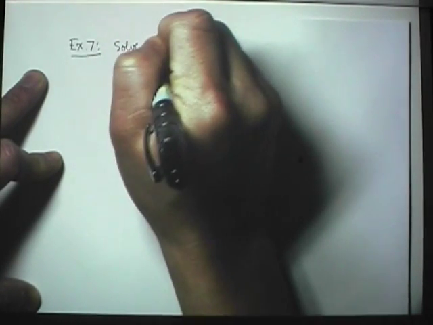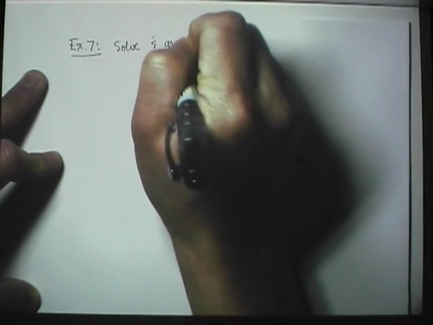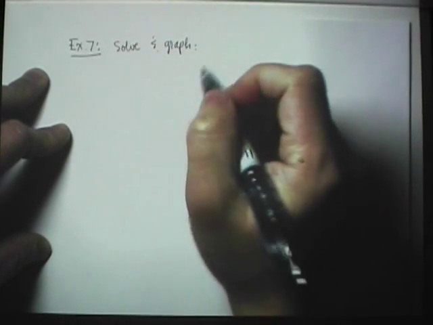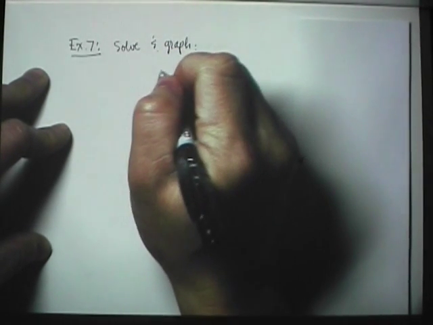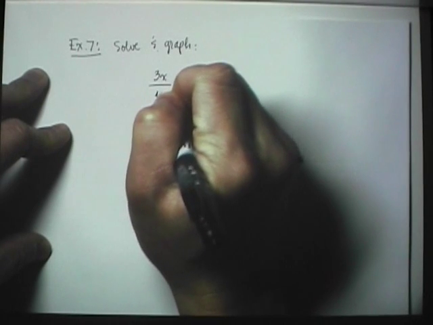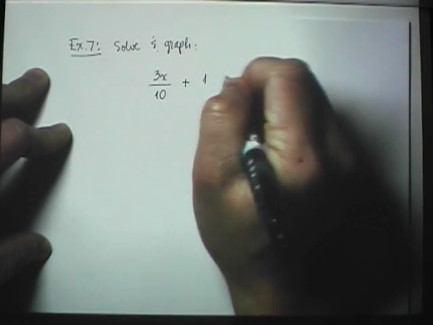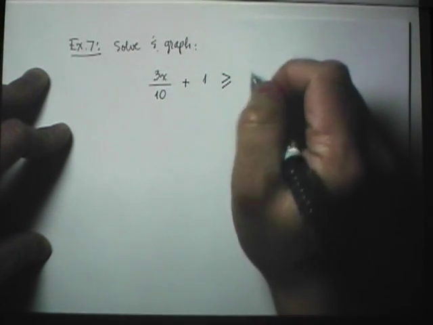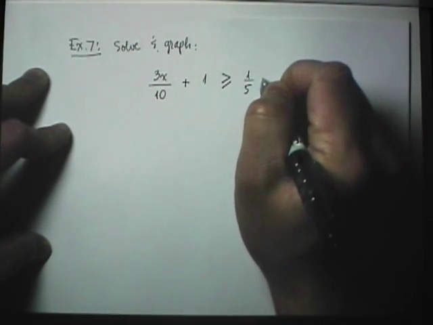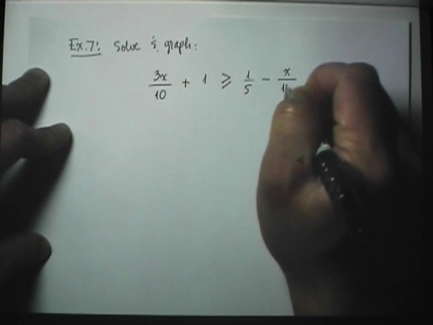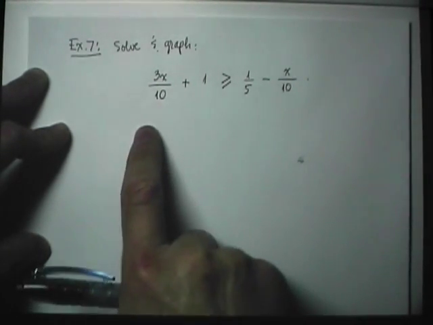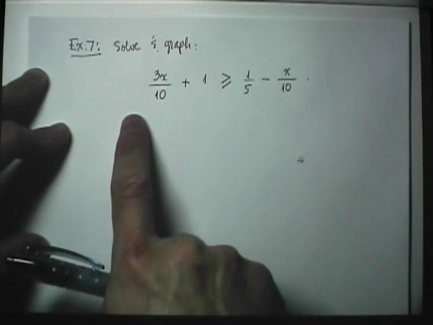Example 7. Still, we are solving and graphing the solution of an inequality. So the inequality we have here is 3x over 10 plus 1 greater than or equal to 1/5 minus x over 10. And so once again, what I have here is lots of fractions.